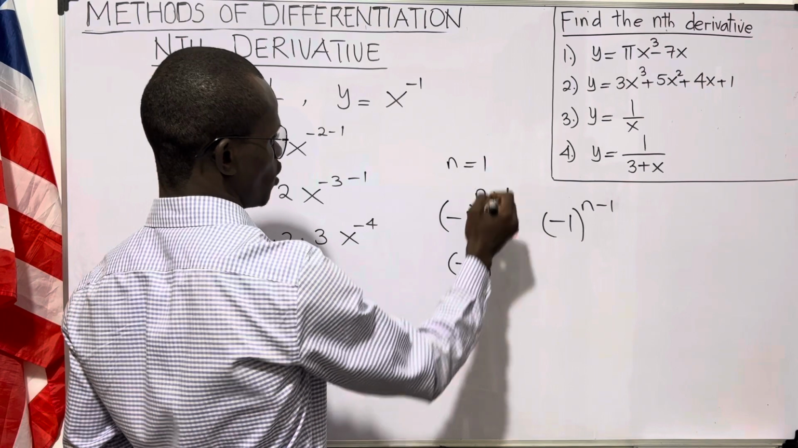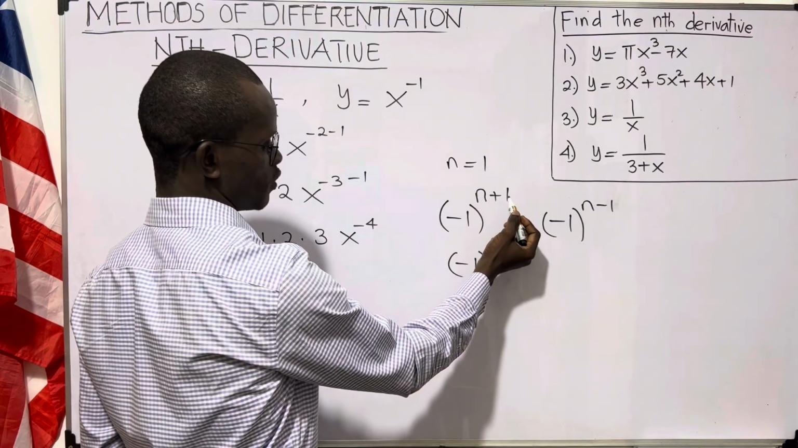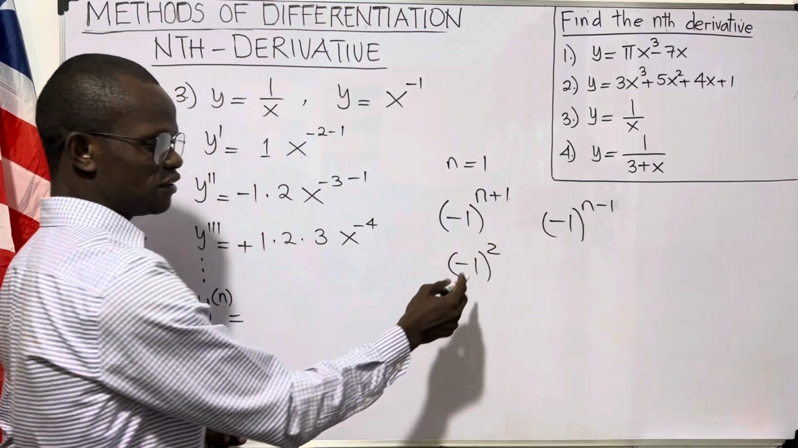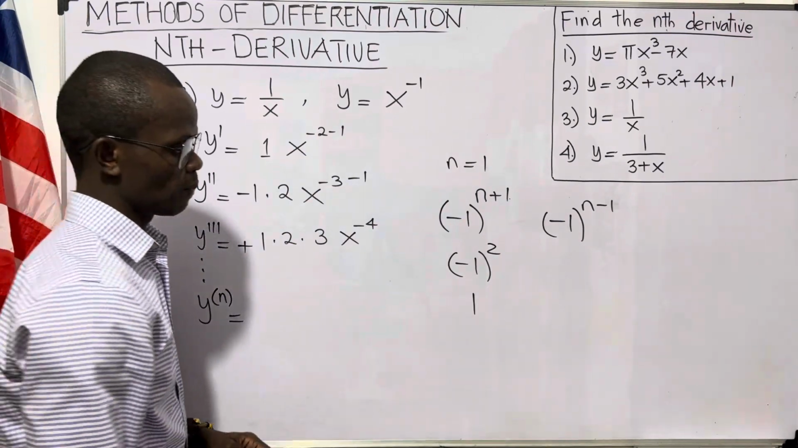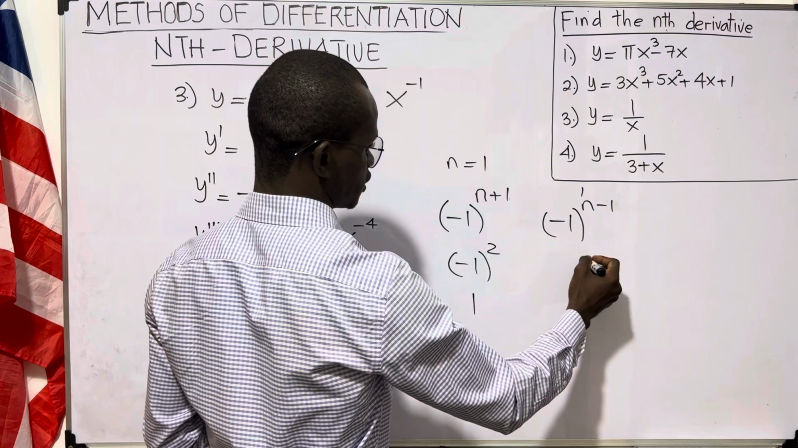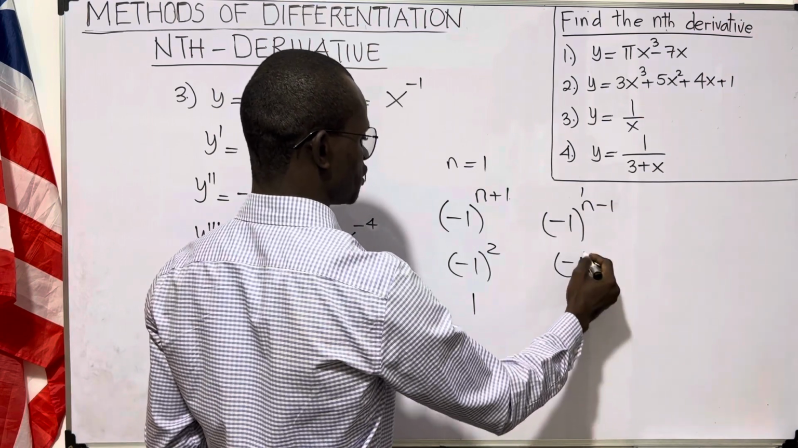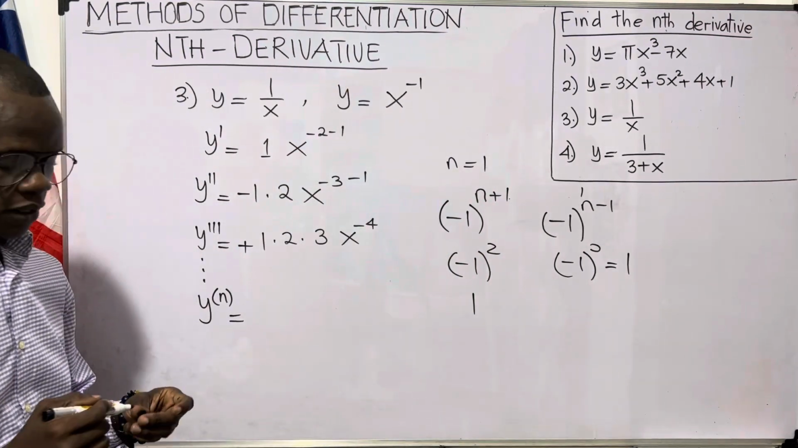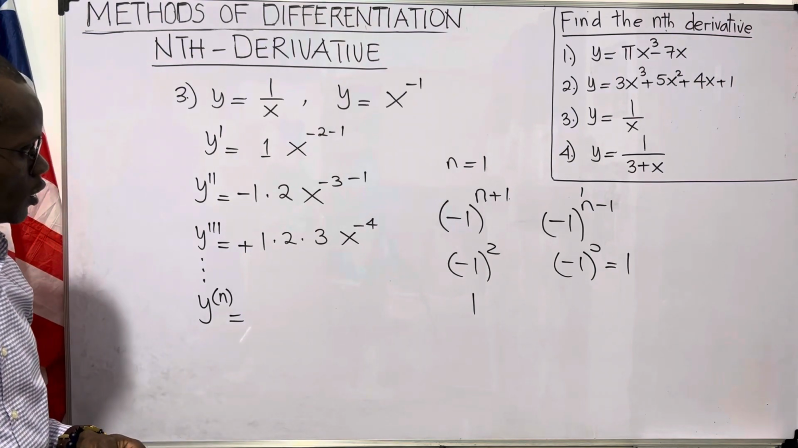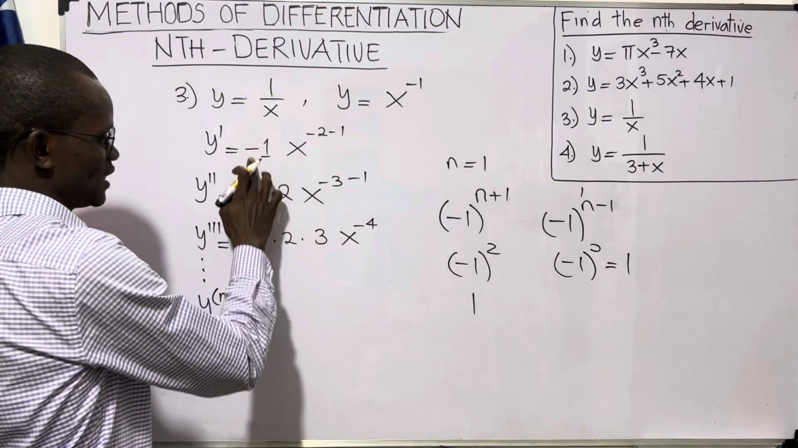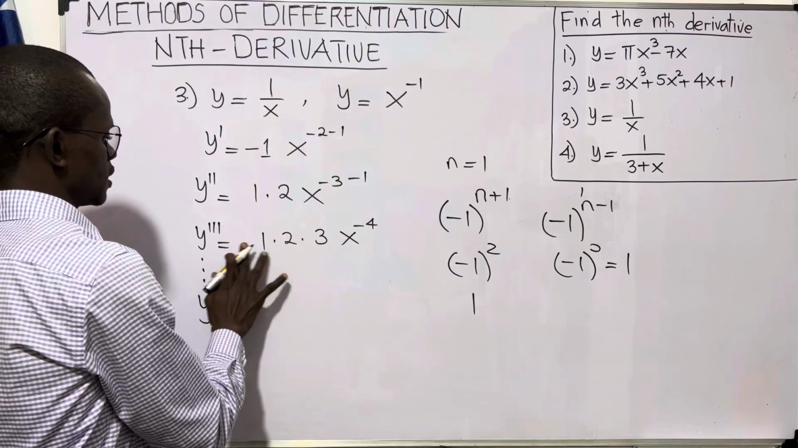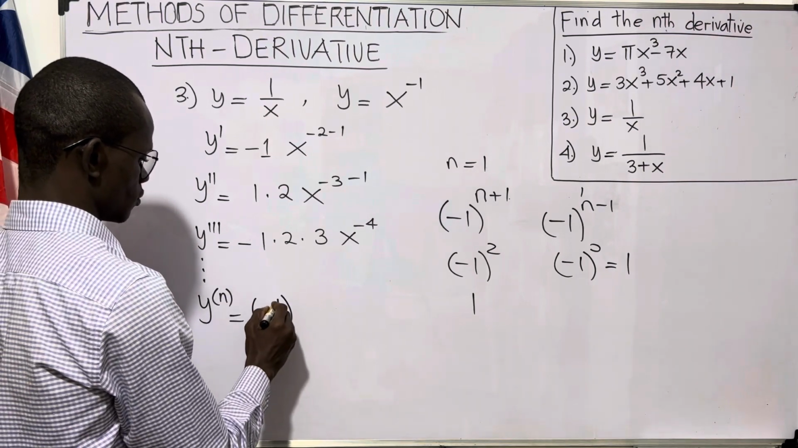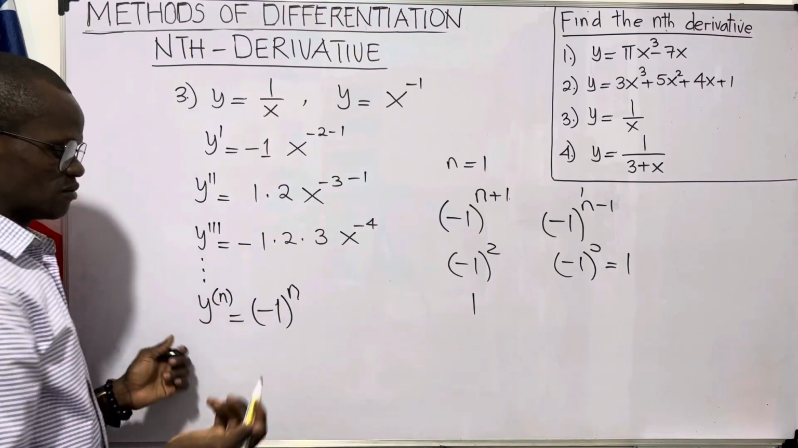So when n is equal to 1, what will you get? 1 plus 1 will give you 2. So when the power is even, what you will get here will be positive. When n is 1, 1 minus 1 is 0. So minus 1 raised to the power 0 is also equal to positive 1, because any expression raised to the power 0 is just equal to positive 1. So notice that when it begins with a negative, you just say minus 1 raised to the highest derivative n.